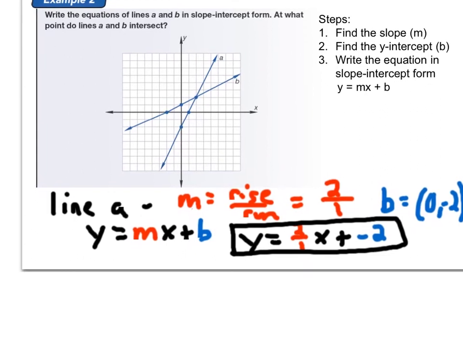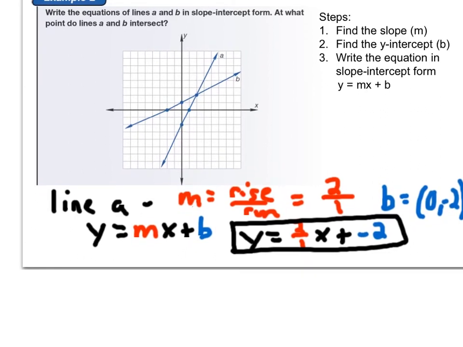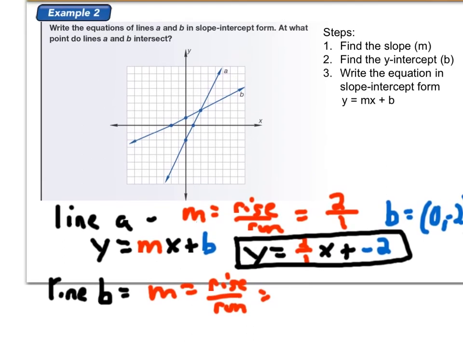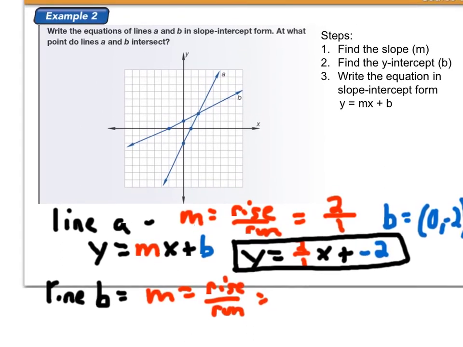Alright? So we're going to do the same thing here for line B now. And we need to find first our m of our line B. And that's the rise over the run again, because that's the slope. So now I'm looking at line B here. That's this, whoops, sorry. Okay, looking at line B, that's this one right here.